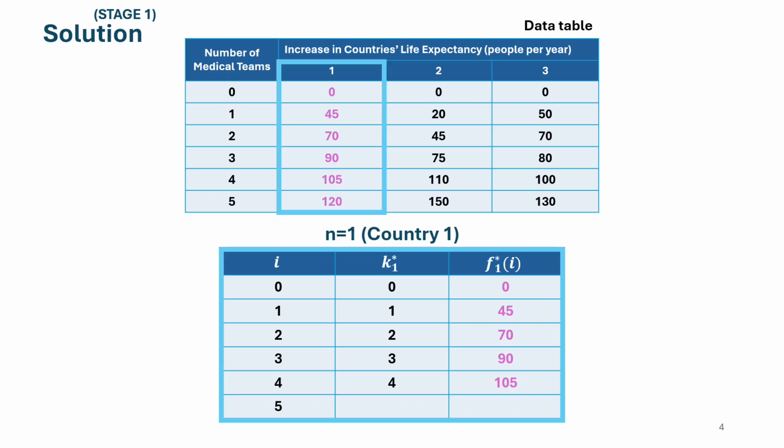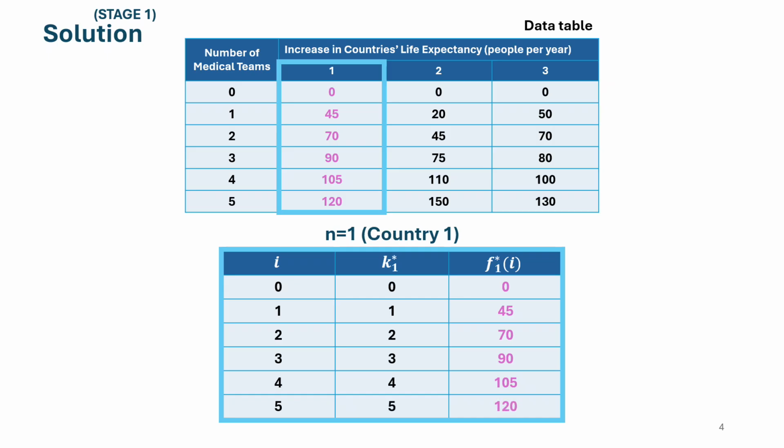For the state I equals 5, finally, with 5 teams available, the optimal strategy is to allocate all 5, yielding the maximum possible return of 120. We therefore set k star to 5 and f star to 120.